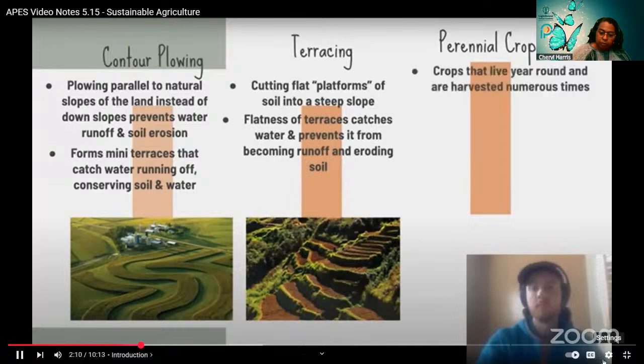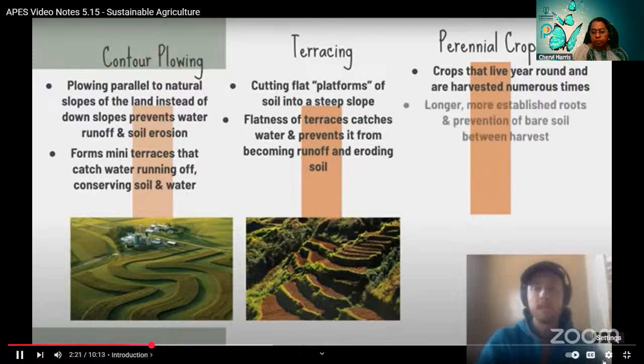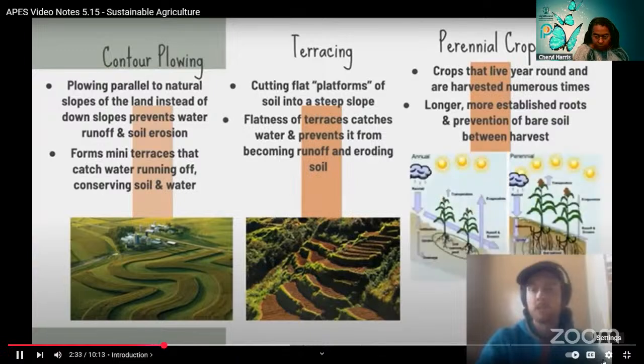And finally, we have perennial crops. Perennial crops are crops that live year-round, so they're not necessarily harvested at the end of the year and the whole plant isn't taken out of the ground. We're going to leave the plant in place. It's going to have some root structure underneath the ground, and that's going to help preserve the topsoil by keeping it anchored in place. So you don't have to rip the whole plant out of the ground at the end of the harvest. A lot of that plant stays there, and it's just going to come back the next year.